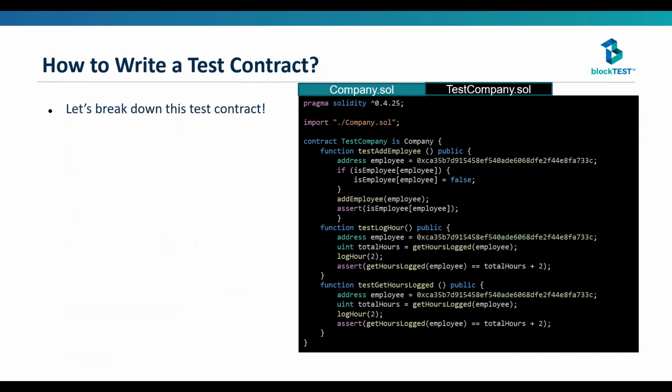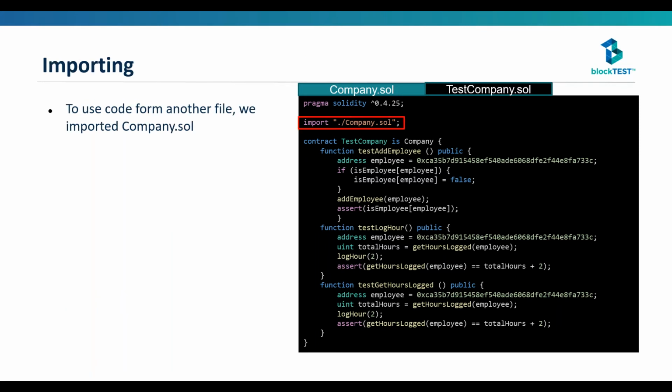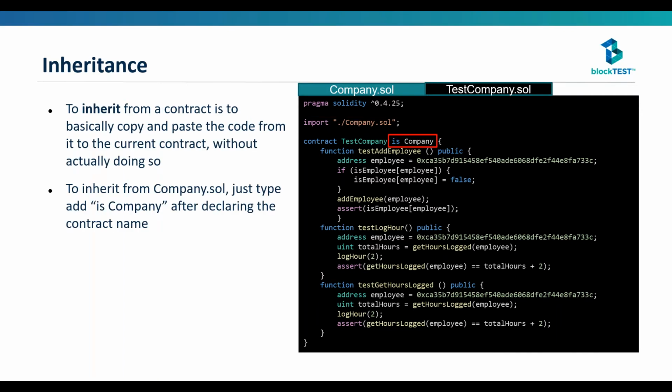So the test contract we've written for Company.sol looks a bit complicated, so let's break it down. In the beginning, you will notice we use the keyword import. What this basically does is allow us to use the code from that file, which is Company. And over in the contract, we can see contract TestCompany is Company.